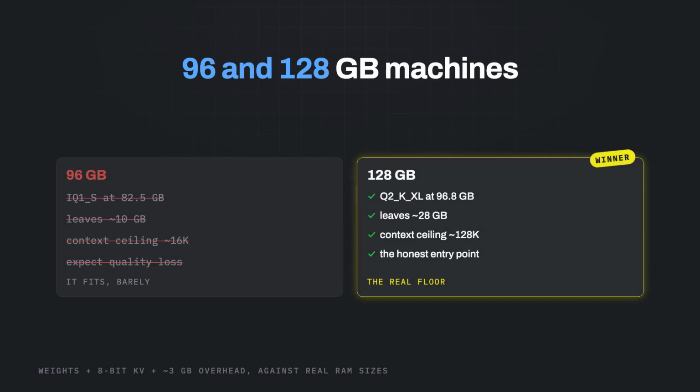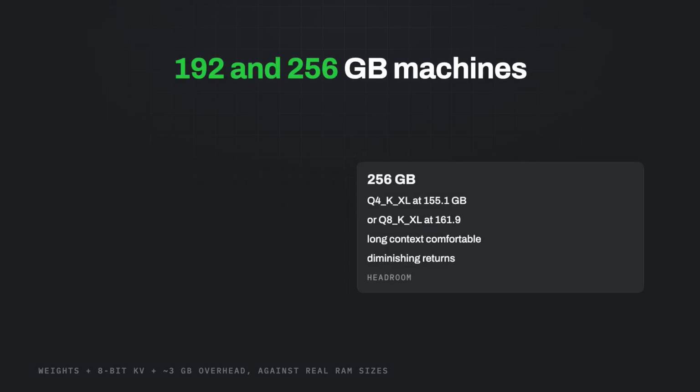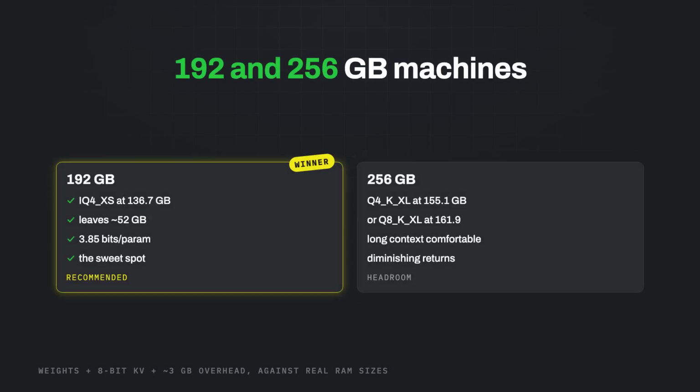Tiers then. A 96 gigabyte machine fits the smallest build with about 10 gigabytes spare, which caps you near a 16,000 token window. A 128 gigabyte machine takes the 96.8 gigabyte build and leaves room for a 128,000 token context. 192 gigabytes is the sweet spot. The 136.7 gigabyte build at 3.85 bits, with 52 gigabytes left for context. 256 gets you the 155 gigabyte build and long windows, but remember the ladder tops out at 4.56 bits either way.